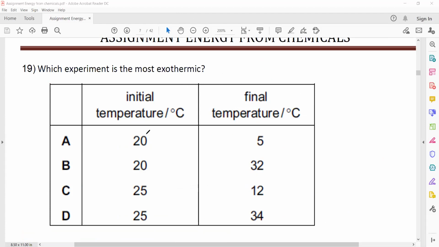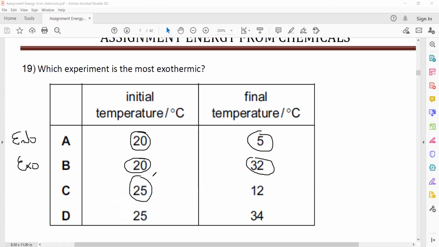Which is the most exothermic reaction? When you check, first, initial is 20 and final is 5, so it is not exo, it is endo. Initial is 20, final is 32. This is exo because energy is released and the temperature will increase. 25 changes to 12, so the temperature decreases, it is endo. And 25 to 34, the temperature increases, exo. So either B or D can be the answer, but the question is which is the most?